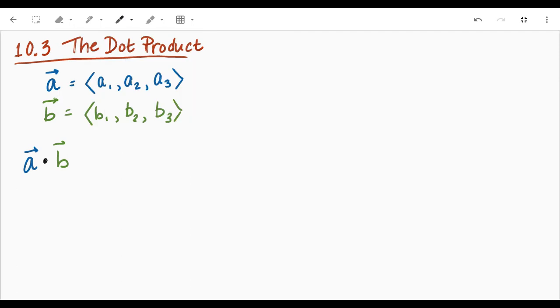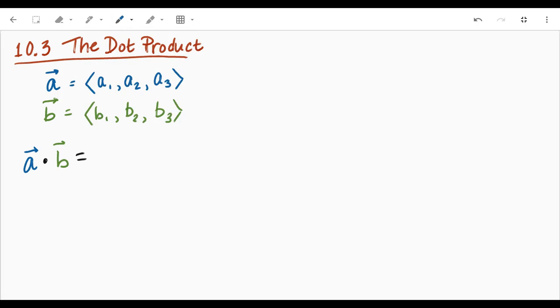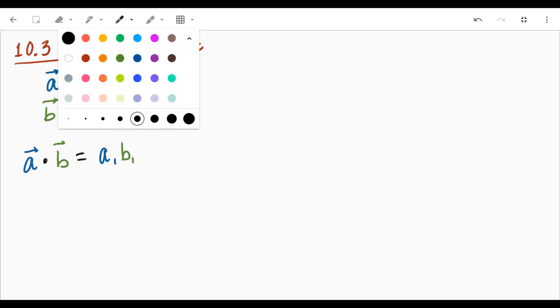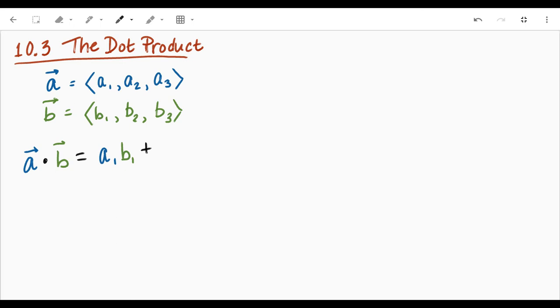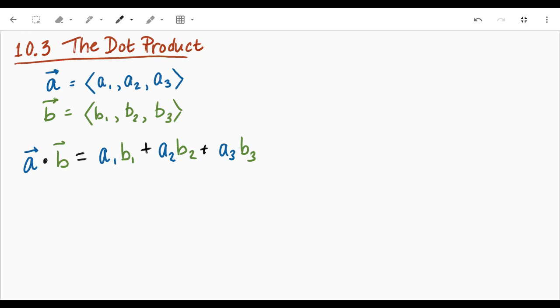And your dot product would be A1 times B1, plus A2 times B2, and then A3 times B3. And so I don't have to switch back and forth, I'm just going to write A2, leave room for B2 in the plus, and A3. Okay. So that's what your dot product would be.